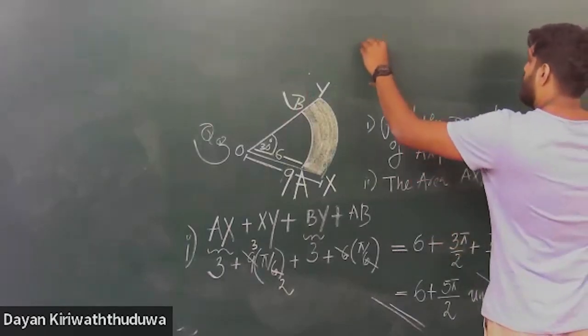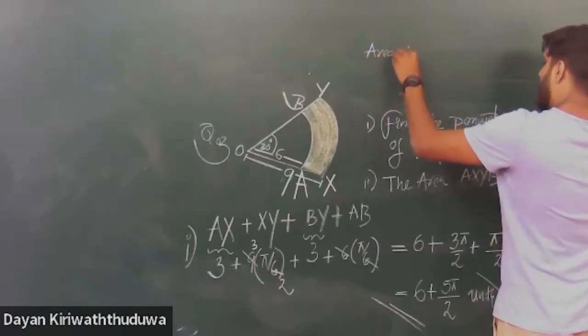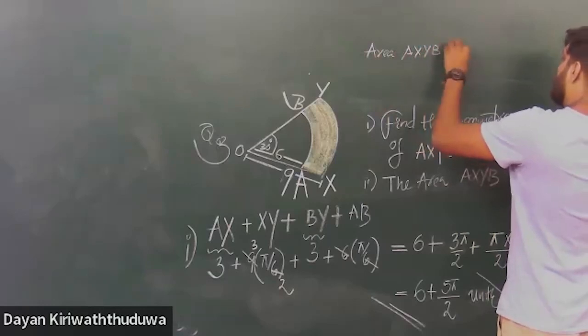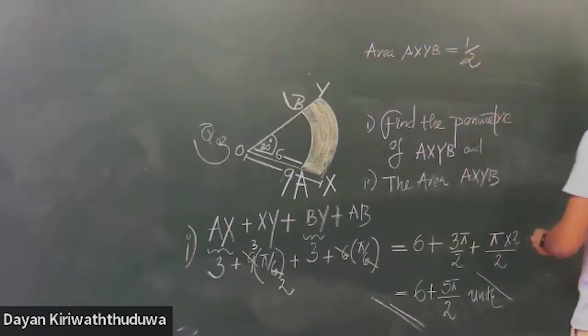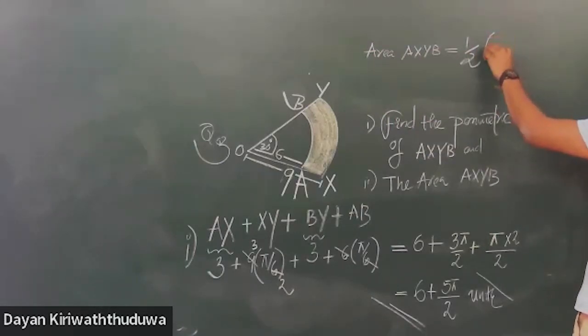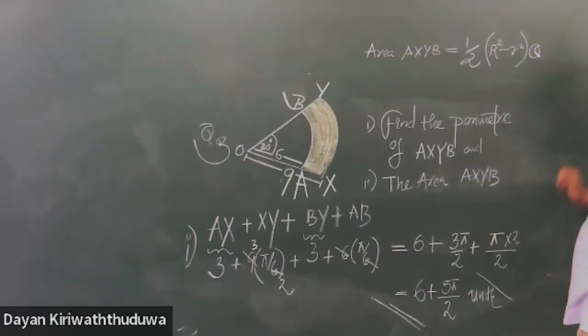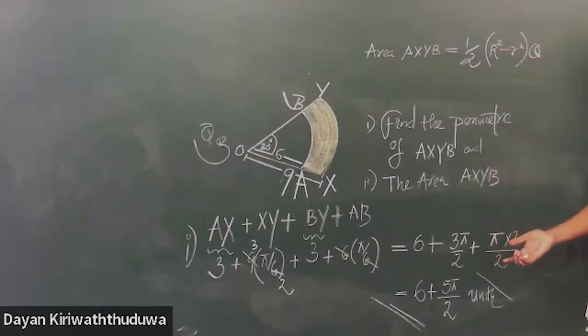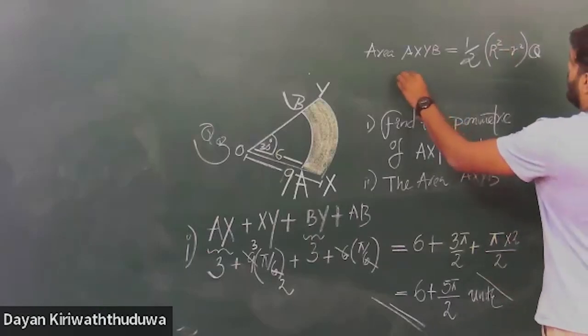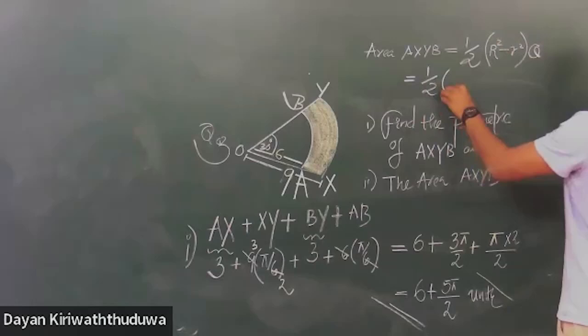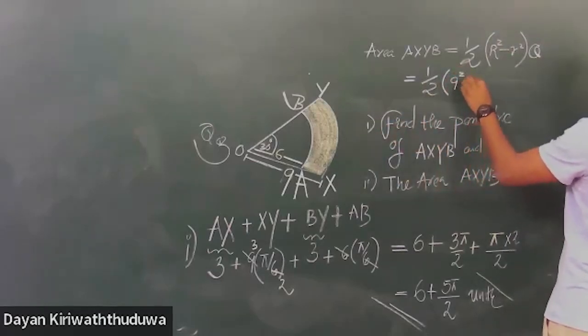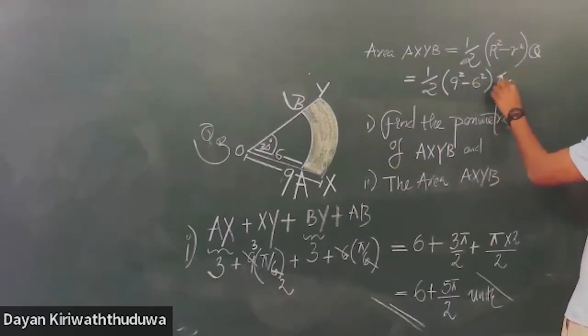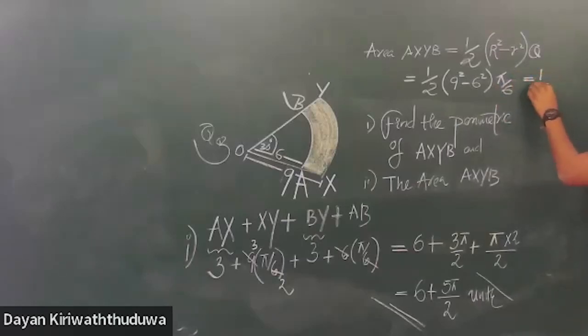So I can write, area AXYB is equal to half bigger radius squared minus smaller radius squared times theta, right? Why is that? Because it's half r squared theta minus half r squared theta. Theta is the same here, so it's basically a difference of 2 squares. So in this scenario, it's going to be half, bigger radius is 9, so 9 squared, smaller radius 6 squared, theta is pi over 6. Now we can write this as half, 9 minus 6 is 3, 9 plus 6 is 15, times pi over 6. Difference of 2 squares only.